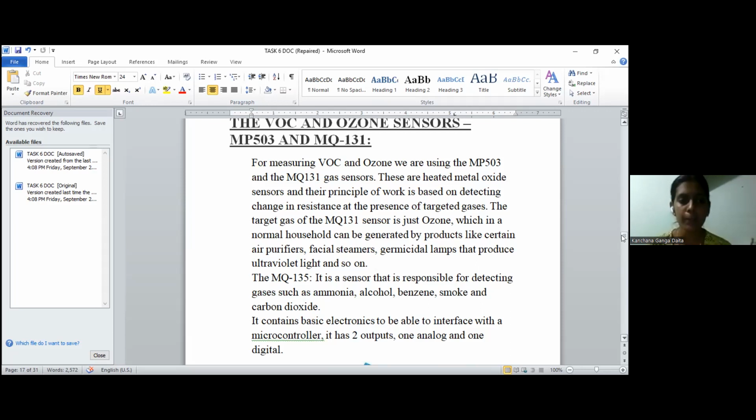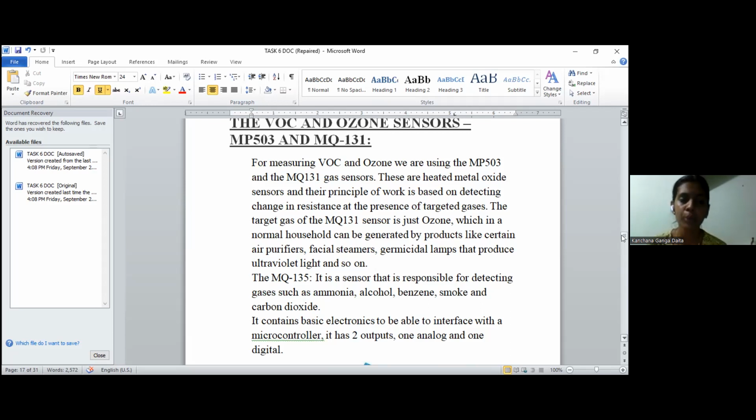So let's take an example of ozone. In a normal household also, ozone can be generated by air purifiers, facial steamers, germicidal lamps, etc. We all know UV rays generate ozone. So this sensor is responsible for detecting those ozone type of gases along with ammonia, alcohol, etc. It contains two electronic devices to interface with a microcontroller. It also has a better feature: it has two outputs, one analog and one digital.